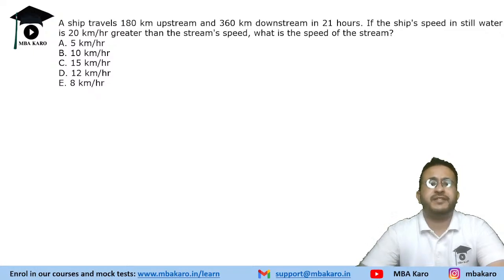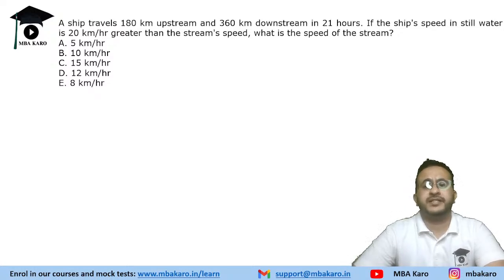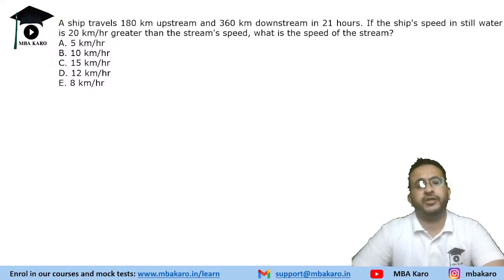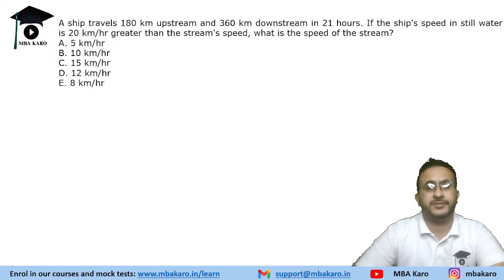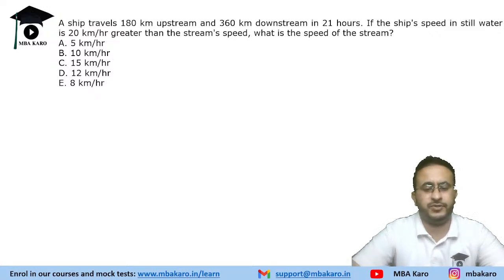A ship travels 180 km upstream and 360 km downstream in 21 hours. If the ship's speed in still water is 20 km per hour greater than the stream's speed, what is the speed of the stream? Answer karo. This is a basic question on time, speed, distance based on boats and streams, and ideally one should be able to answer this question.